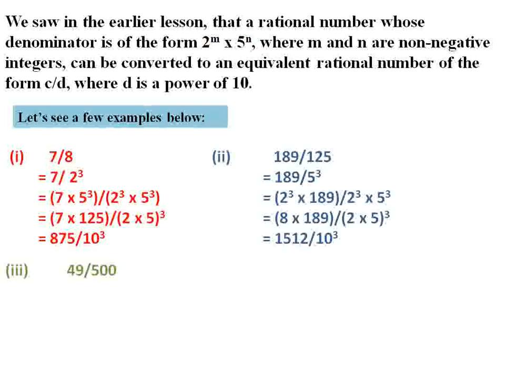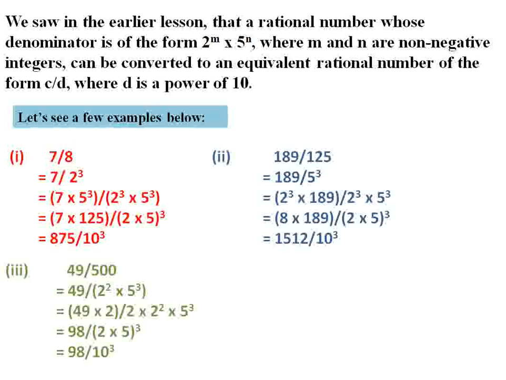Consider 49 divided by 500. 500 can be written as 4 into 125. 4 is 2 squared and 125 is 5 cubed. So we get 49 divided by 2 squared into 5 cubed. Multiplying and dividing by 2, we get 49 into 2 divided by 2 into 2 squared into 5 cubed, which is 98 divided by 2 into 5 the whole cubed, which is 98 divided by 10 cubed.